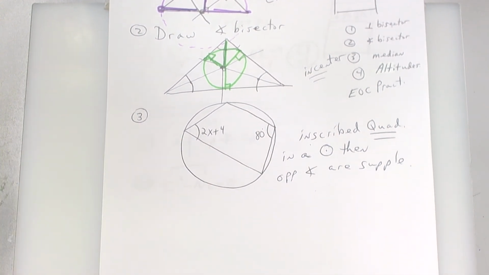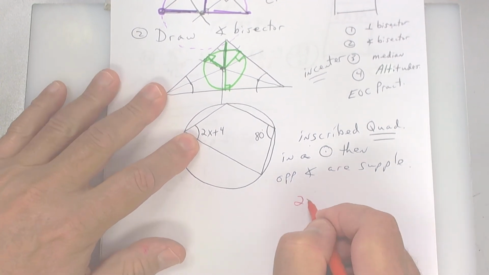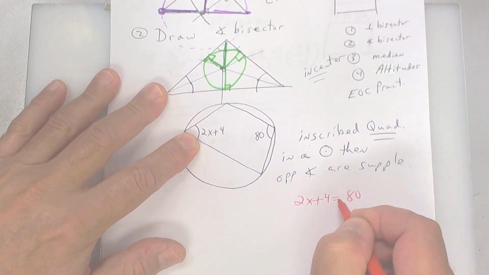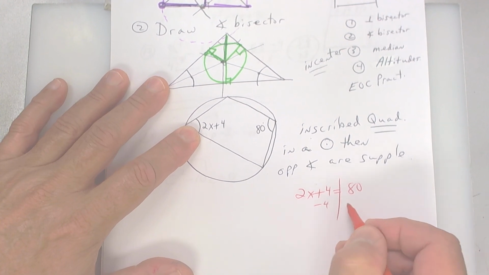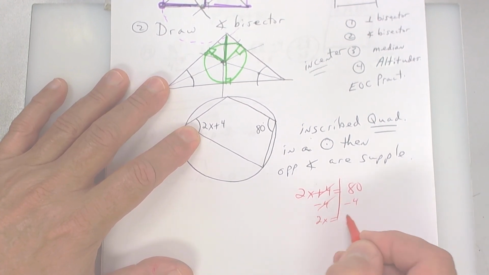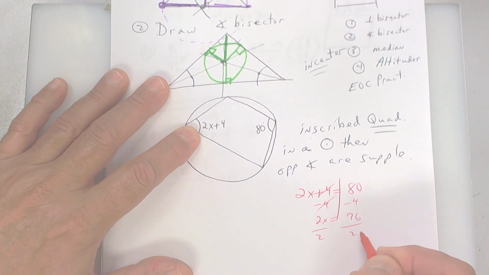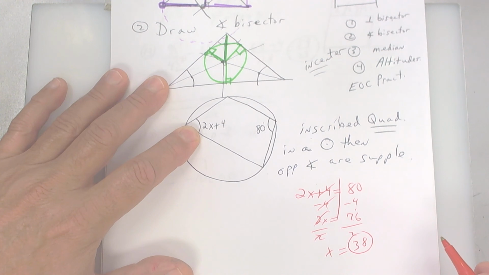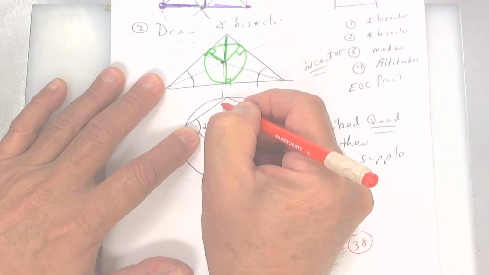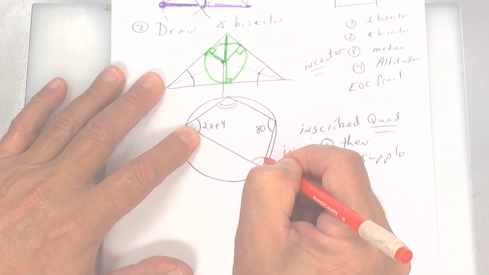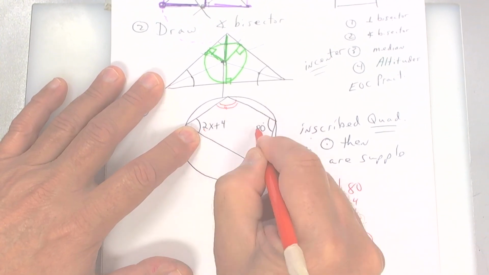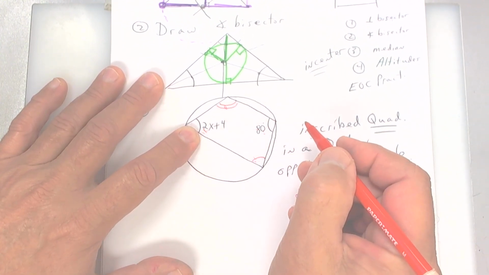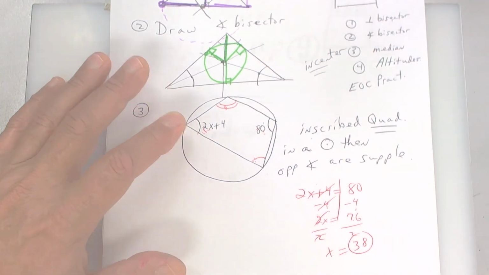So the way you work this on the EOC is you say 2x plus 4 is equal to 80. And then you work it out. You subtract 4 from both sides, so you get 2x equals 76. Then you divide by 2, and whatever half of that is. Half of 76, that's, well, 2 goes into 7 3 times with 1 left over. I think it's 38. Okay? So opposite angles, like this angle here and this angle, would add up to 180. These two add up to 180. Okay? All right, so that's how you do that.